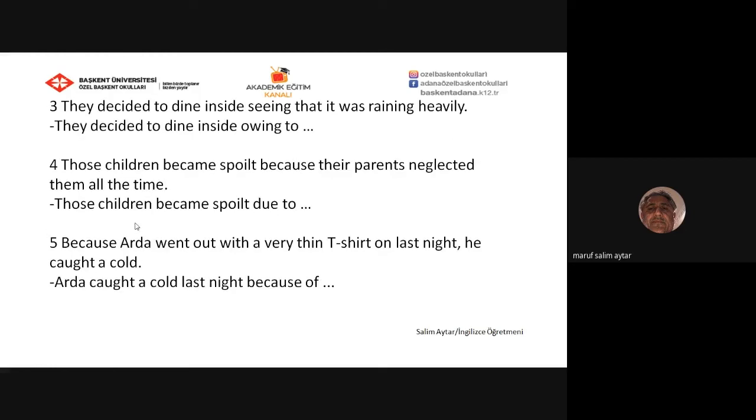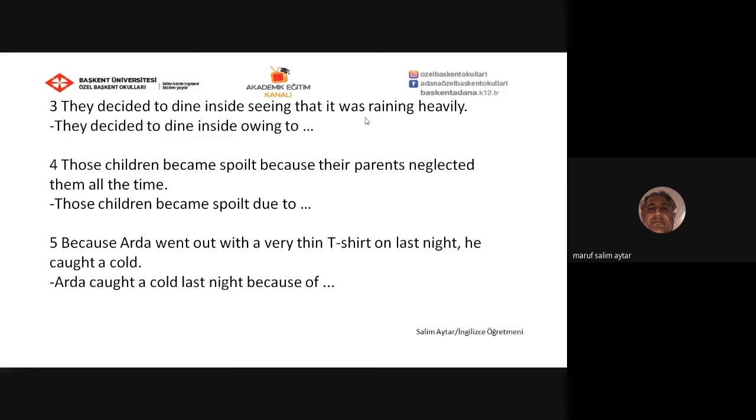3. They decided to dine, to eat inside, seeing that it was raining heavily. Why did they decide to dine inside? Owing to what? Can you make it into a noun phrase, please? They decided to dine inside owing to.